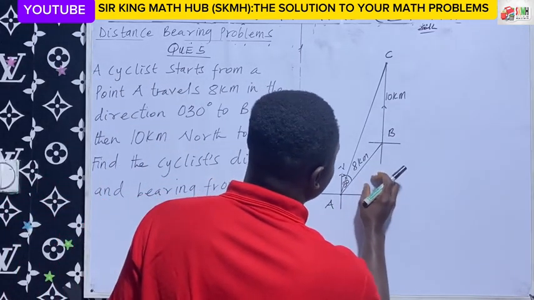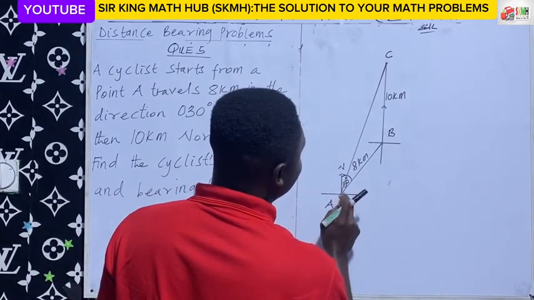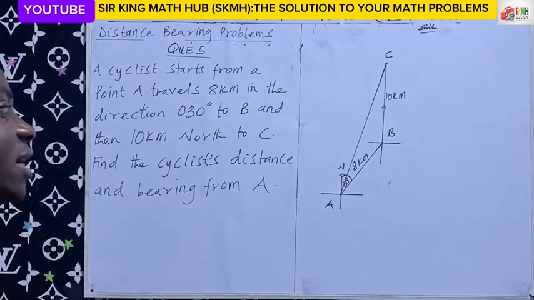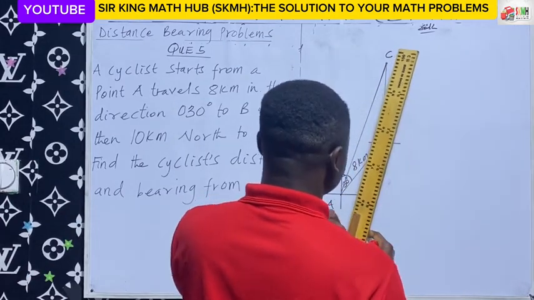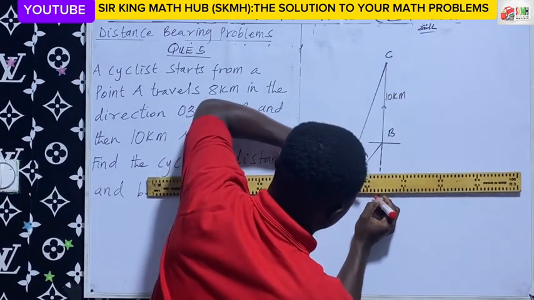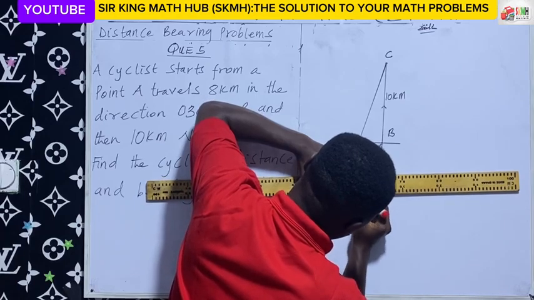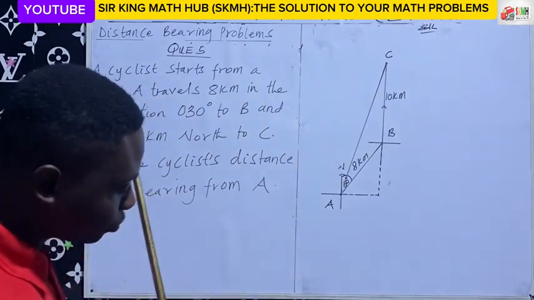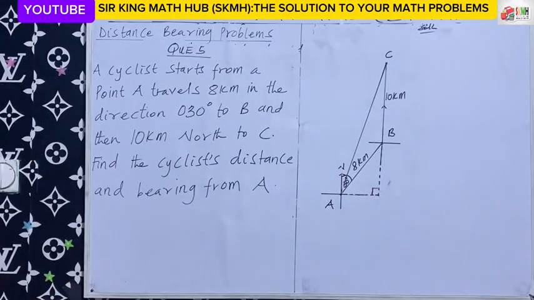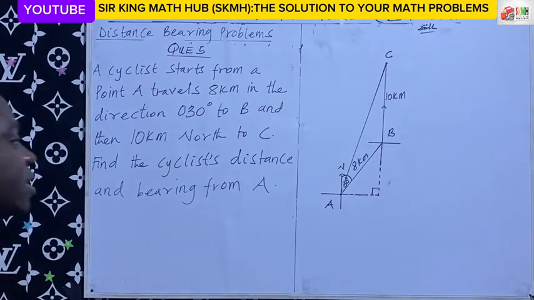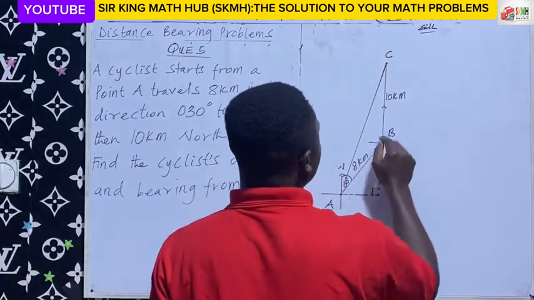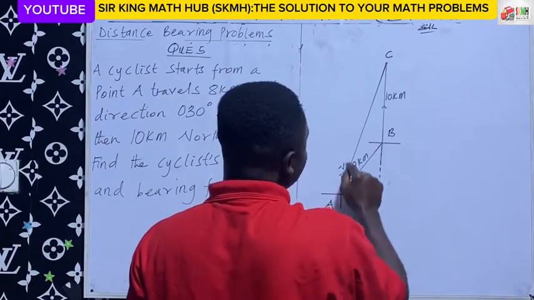But can we create a triangle out of line AB? Yes, we should be able to create a triangle. How do we create a triangle? We can extend this line here. So we see that we are getting a right angle triangle here. Now, when you take a second look, we see that we have two right angle triangles. We have the bigger right angle triangle.